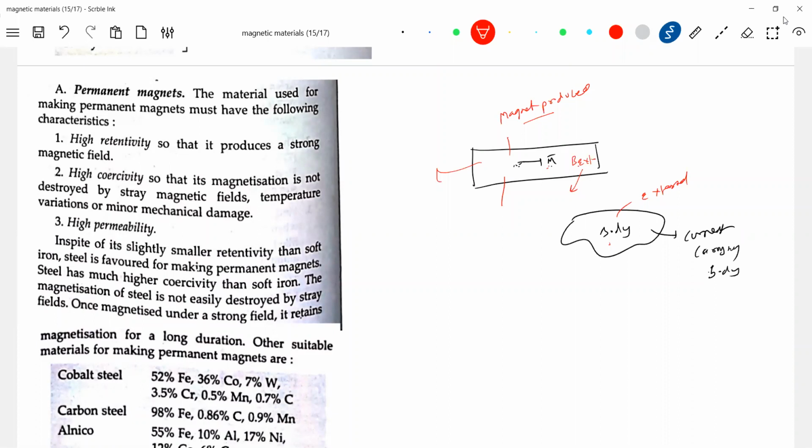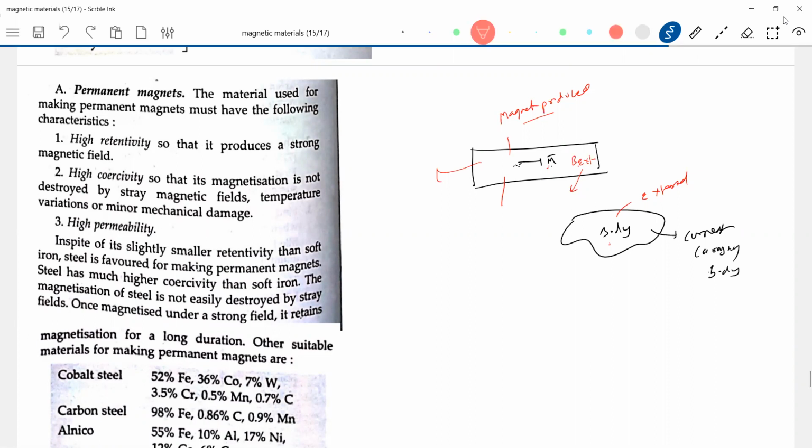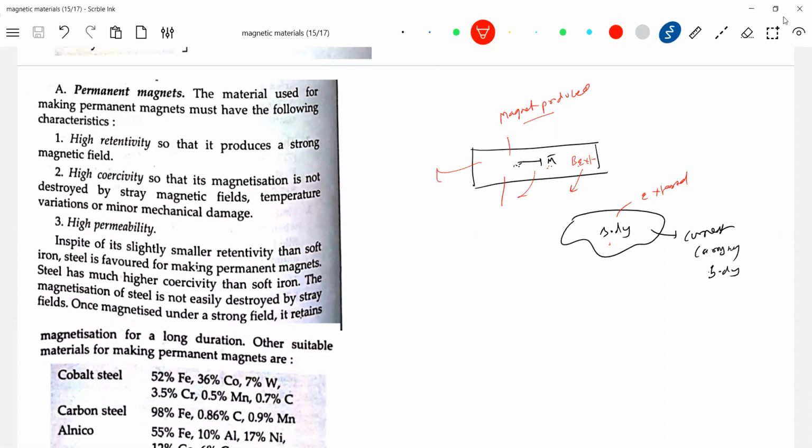Then what happened? Again, what should you do? You should come, open the microwave oven, open the part where this artificial magnet was introduced. Then again you magnetize it, remagnetize it. Again you have to introduce it. It may cost you some 2,000 rupees. Cost of the oven is 10,000 rupees. It's a big problem, no?